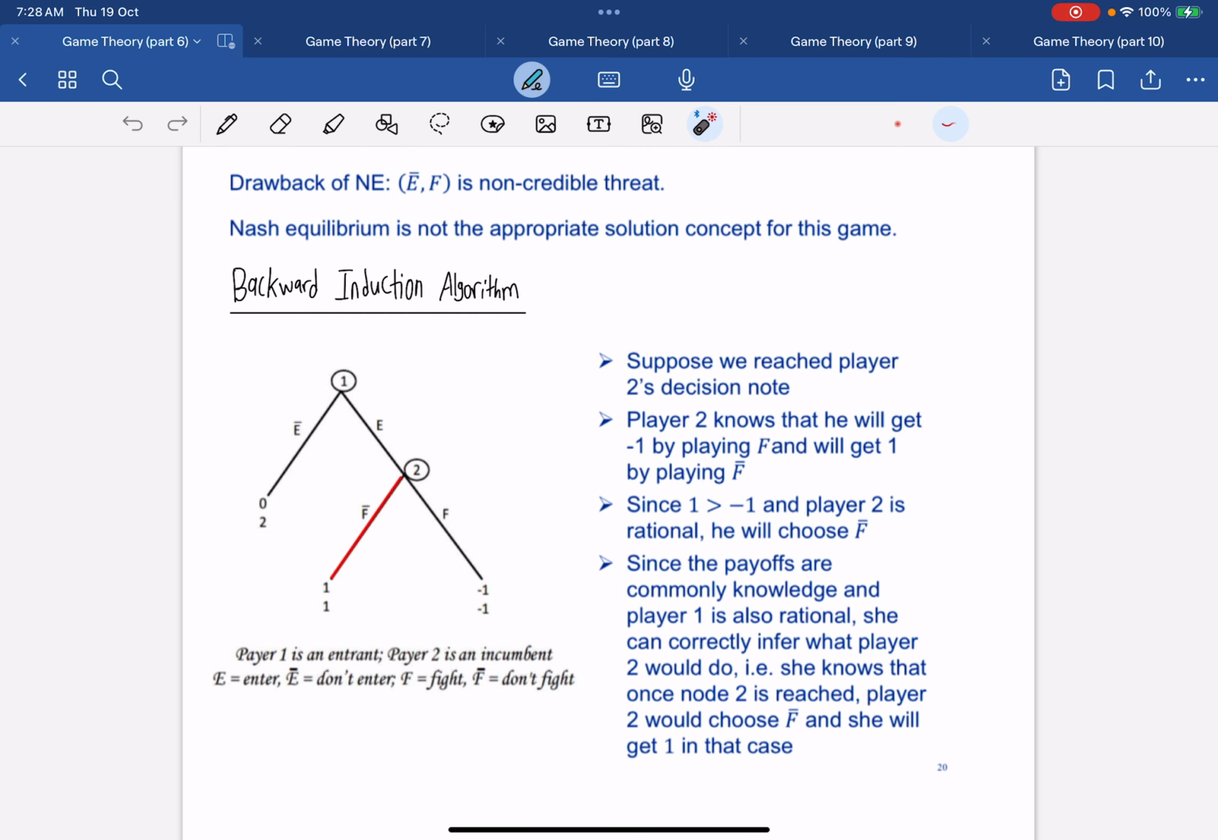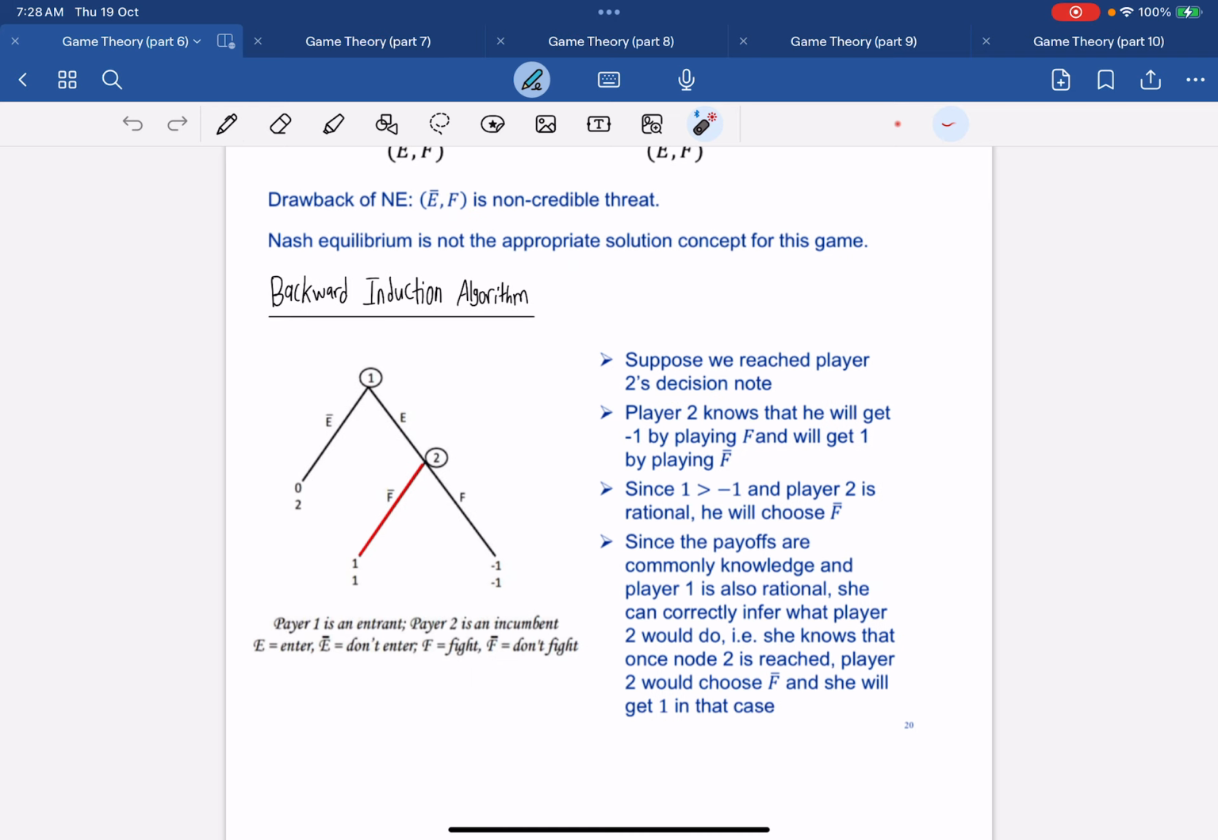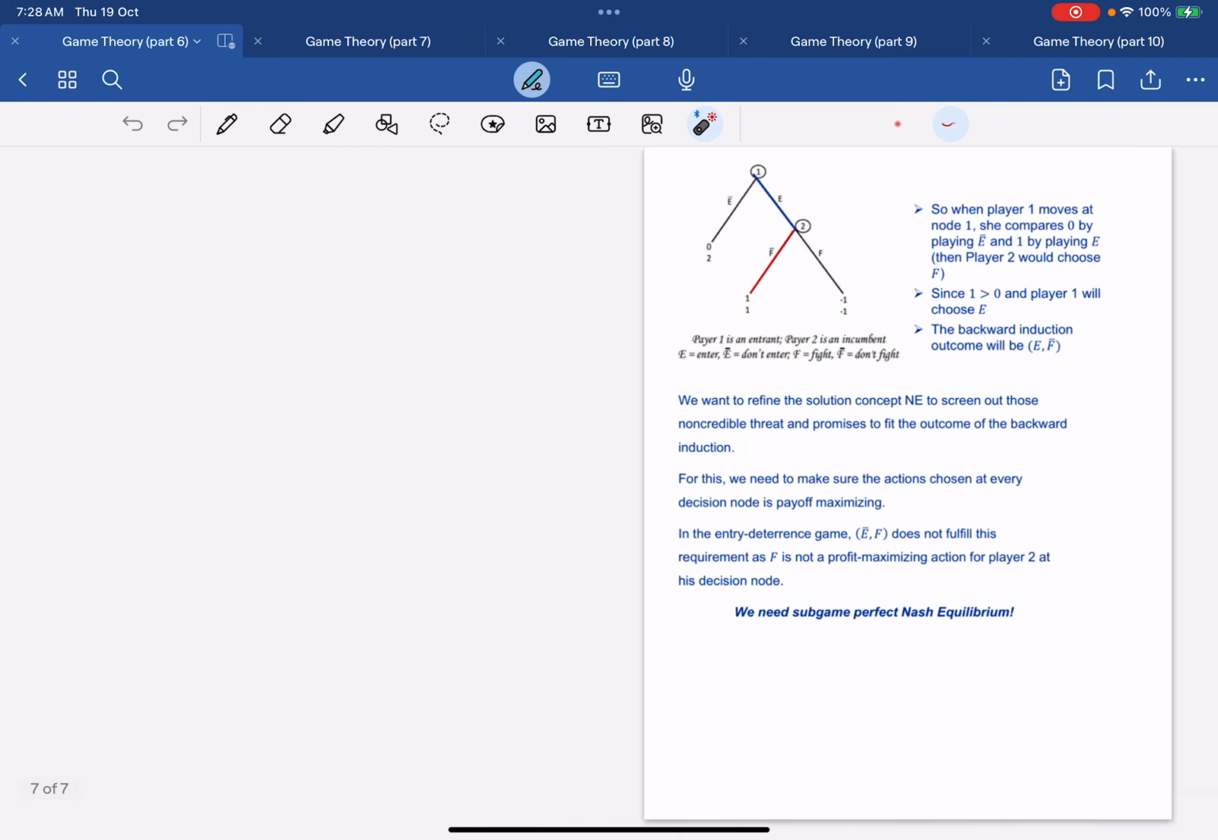So we first go from the back of the tree. We first choose player 2. So player 2 knows that he will get -1 or 1. So he will choose the better of the two, which is not to fight, because 1 is larger than -1. So player 2 chooses not to fight.